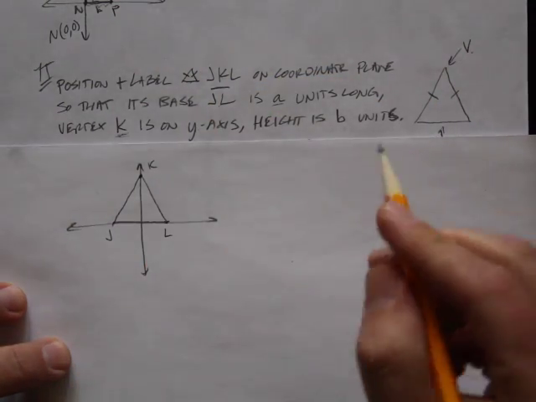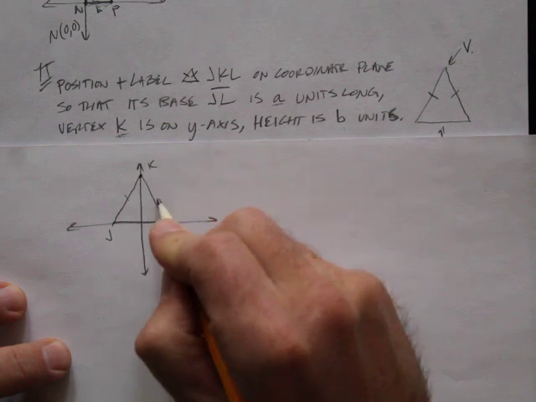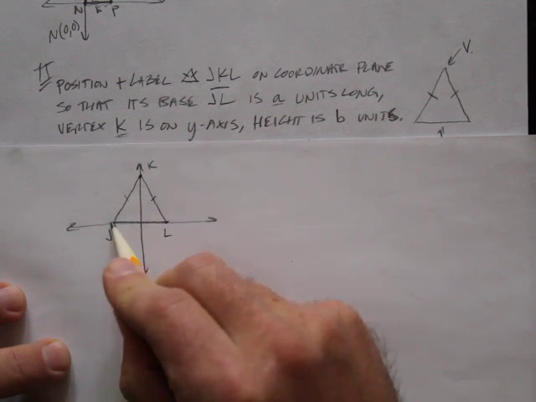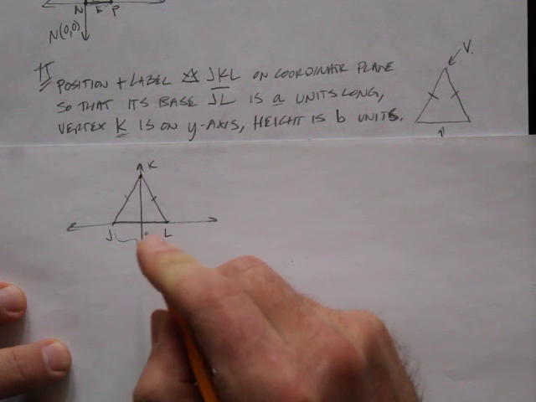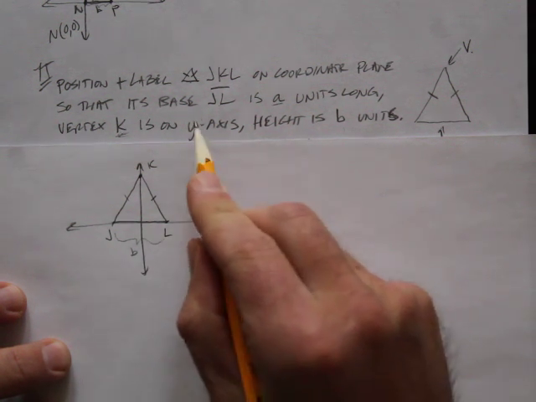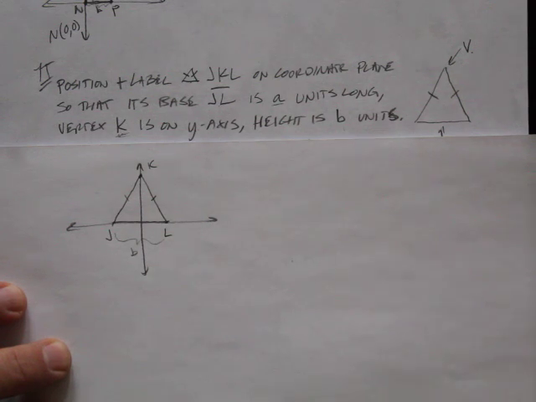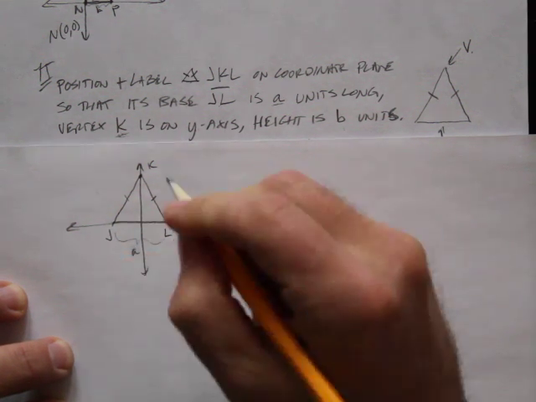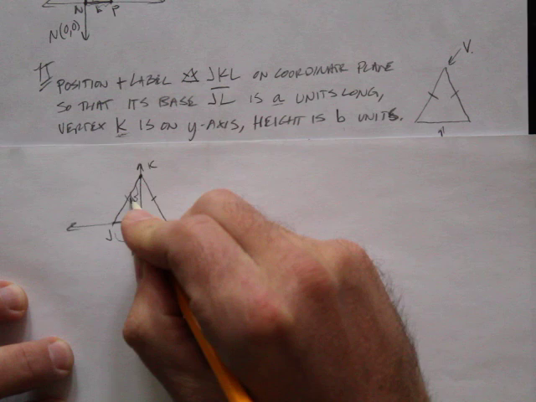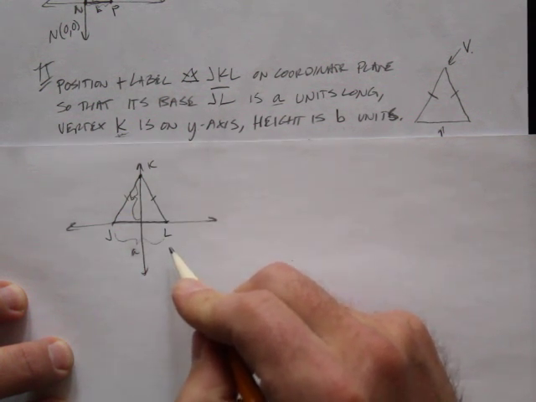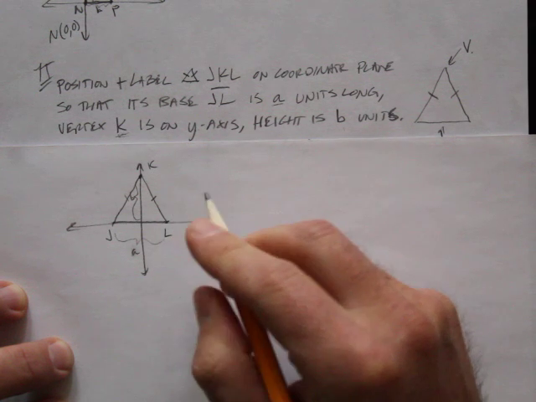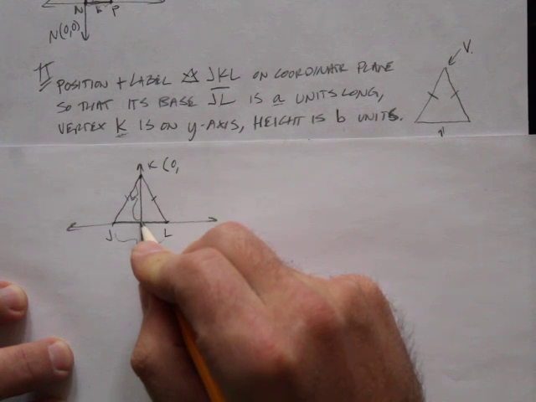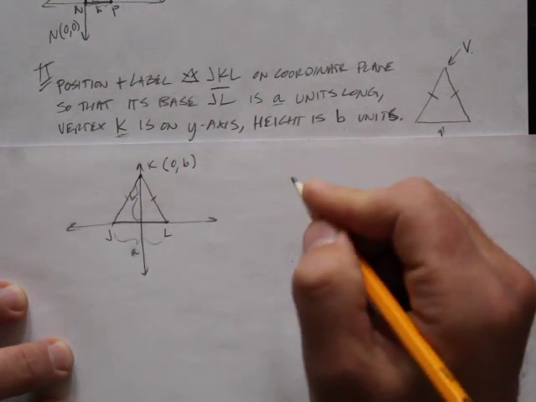And so there is my isosceles triangle. KJ and KL are the sides that are congruent. The base is A units long, from here to here. K is B units from the origin. Okay, so now let's label these points. So K is 0, B, because we're on the y-axis.